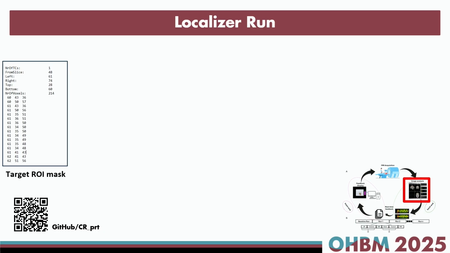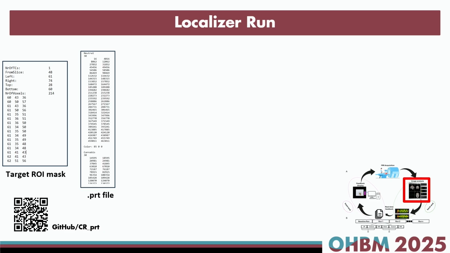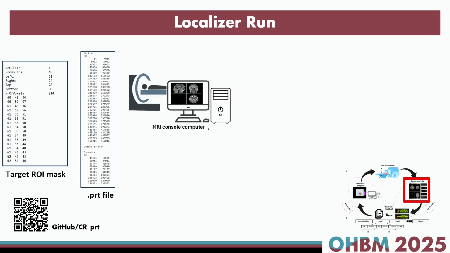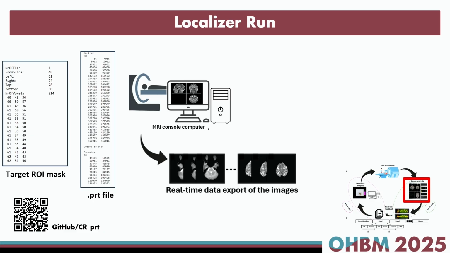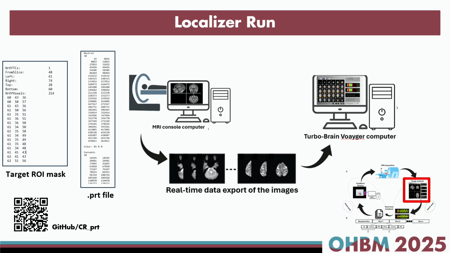The first thing that you see here is an example of the target ROI mask. When we say target ROI mask, we are talking about the coordinates of the mask. It's going to be a text file, and you use this text file as an input for Turbo Brain Voyager. The second one is the protocol file that I mentioned, with onset and offsets of every cue, which in our case were cannabis and neutral cues. And just as a review, data comes from the scanner and goes to Turbo Brain Voyager for real-time processing.